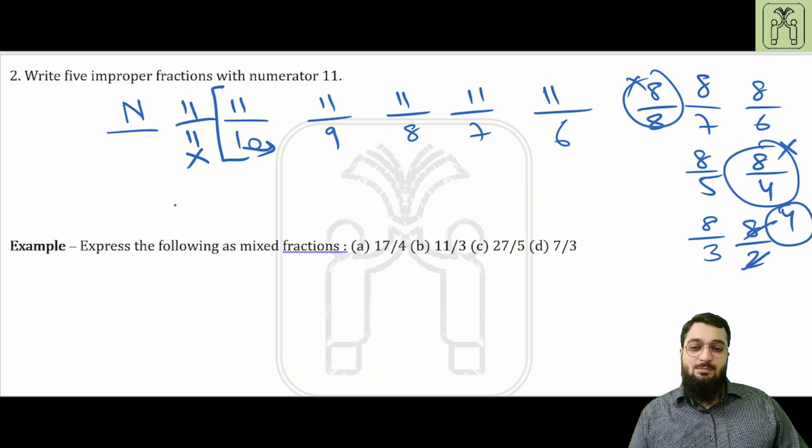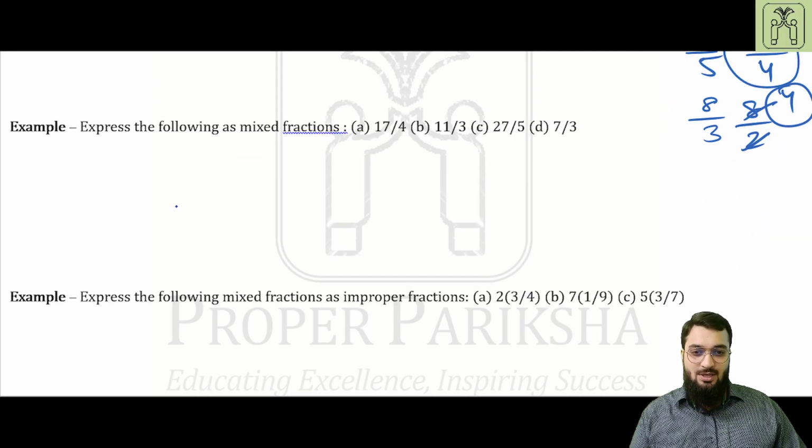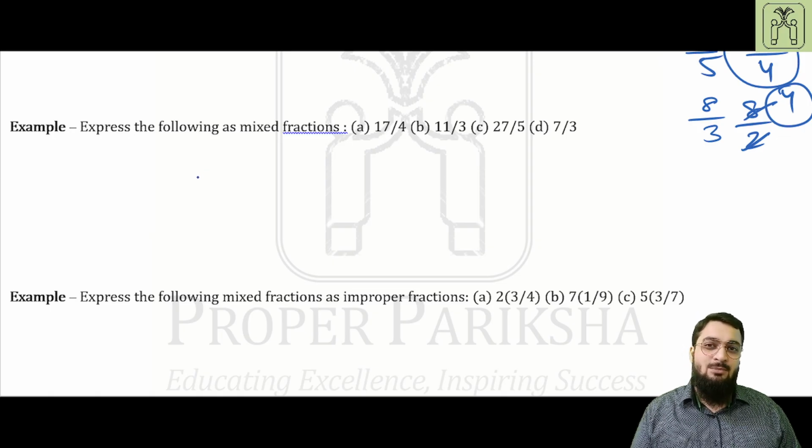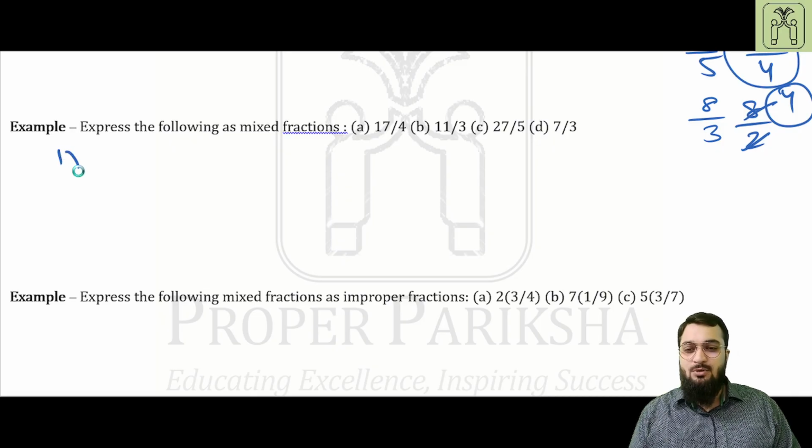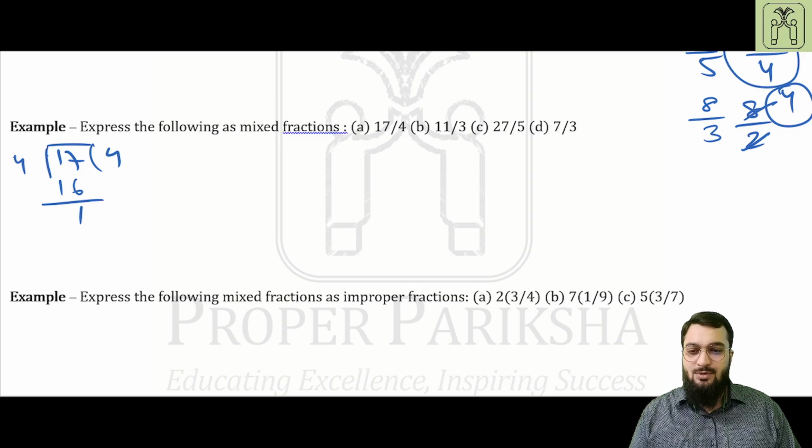Coming to another example, express the following as mixed fractions, that is 17 upon 4, 11 upon 3, 27 upon 5, 7 upon 3. So we have to write it as a mixed fraction. What we will do is take the denominator, divide the numerator with it, and whatever number comes, we will write it as a whole, and the remaining part will be written as a proper fraction. So 17 upon 4, we'll take 17, divide by 4, and you see that 4 fours are 16 and the remainder is 1. So the answer is 4, 1 by 4.